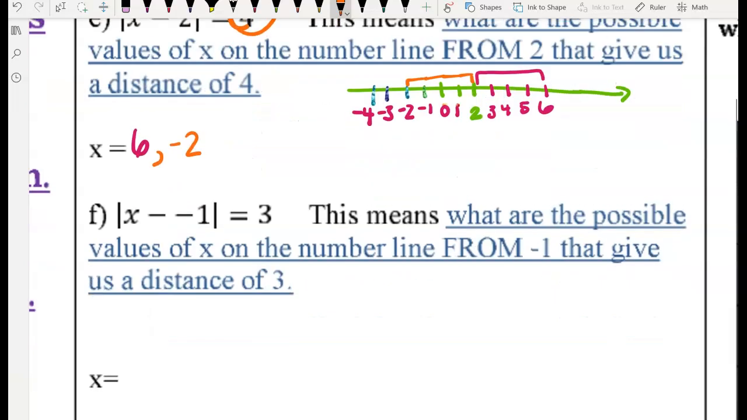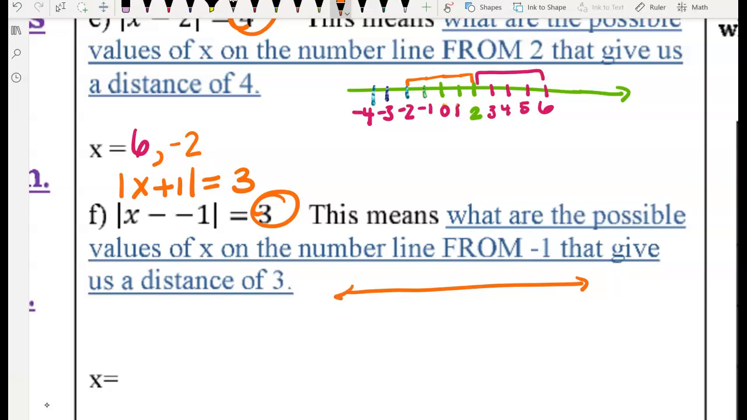F says absolute value of x minus the -1. So guys, when you see x minus of -1, it's the same thing as this, okay? Absolute value of x plus 1 equals 3. So this means what are the possible values of x on the number line? That's going to give us a distance of 3 from -1. So similarly to the one above, we are going to start at -1 here, and we want the distance to be 3. So we can count 3 units, 1, 2, 3. So this is a distance of 3.